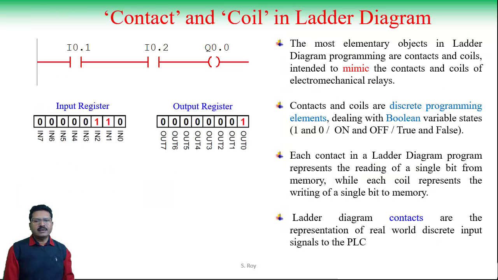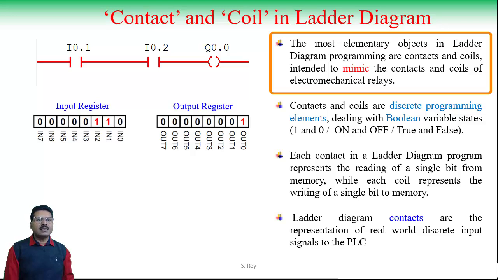Contacts and coils in ladder diagram. These contacts and coils are the most important part in a ladder diagram. The most elementary objects in ladder diagram programming are contacts and coils, which are intended to mimic the contacts and coils of an electromechanical relay. The physical relay, no doubt, has coils as well as contacts. In a ladder diagram, the outputs are the representation of the coils of the actual relay device. Here this is one contact, this is another contact, and this is the relay coil. Here this is the input, and this is the output.